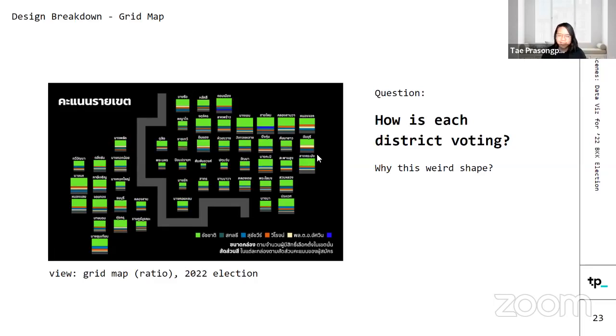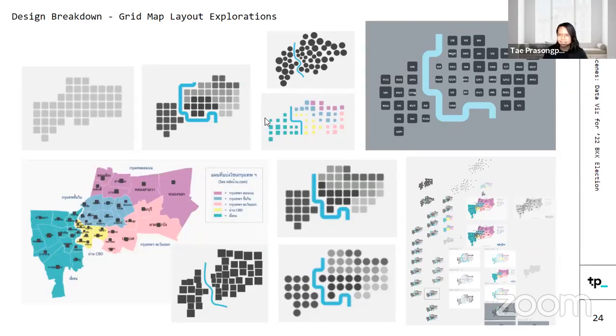And on the right side of the website, for this map, we are trying to answer how is each district voting. But before we arrived at this grid map that you see here, we also explored multiple ways to arrange the districts, because as you can see on the map on the lower left here, there are a lot of districts in the city center that are very small as opposed to on the right. So we had to try to arrange them into grids with one district as one block. And these are a few of our experimentations.